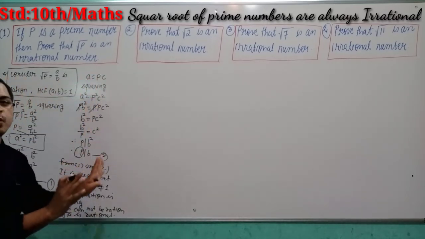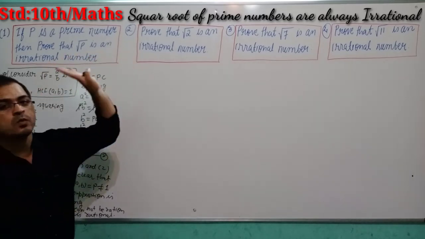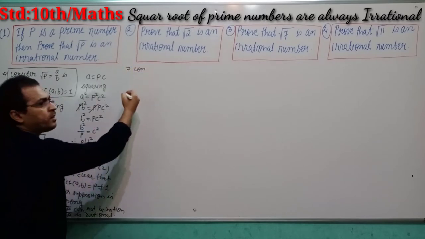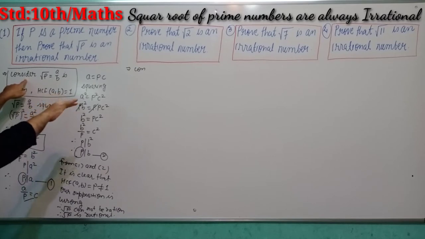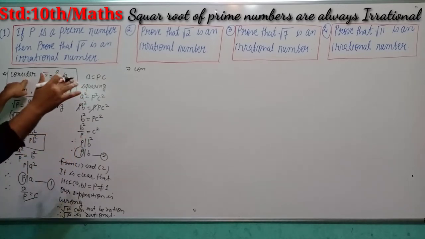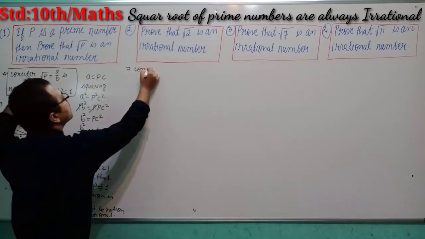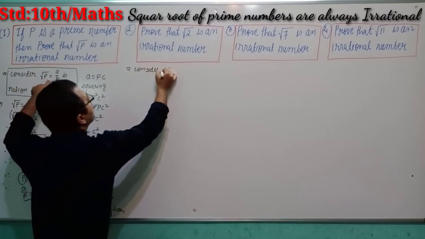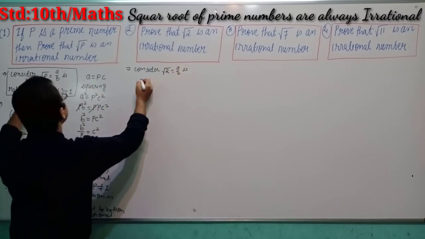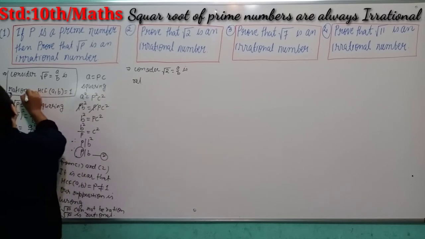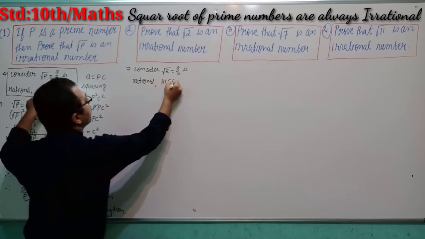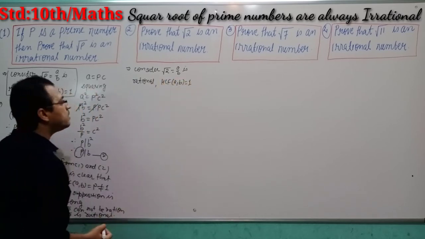Same things we will have to put over here. Just in place of P, write down root 2. Okay, let's start. I'm writing all these things from over here. You can practice all these things by repeating the same numbers, the square root of the same prime numbers. Consider root 2 is equal to A by B, rational. It means HCF of A comma B should be 1, right?